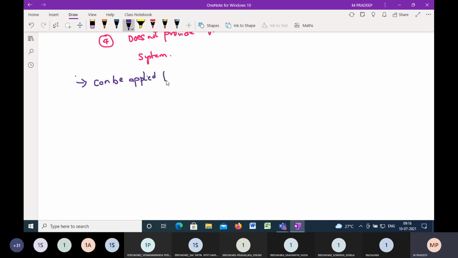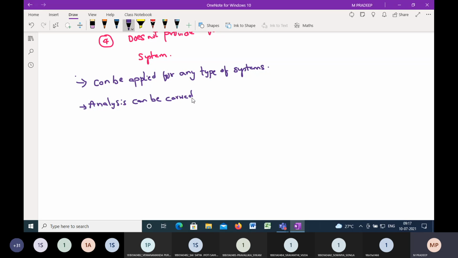So the state variable analysis should be applicable to any type of system, that is, either linear or non-linear, time variant or time invariant, and as well as multi-input and multi-output. Any type of system can be considered.